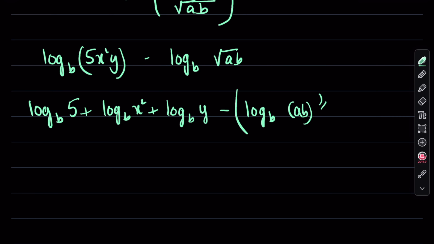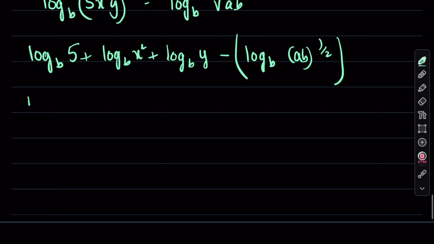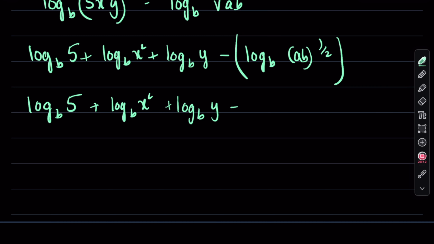Okay, log base b argument 5 plus log base b x square plus log base b y negative. Well, half can be brought backwards. Okay, so it becomes half log b ab. Am I wrong or am I right? Well, it turns out I am right.